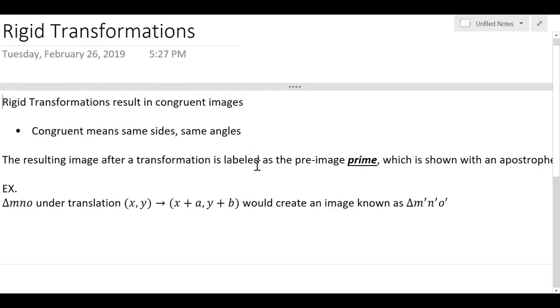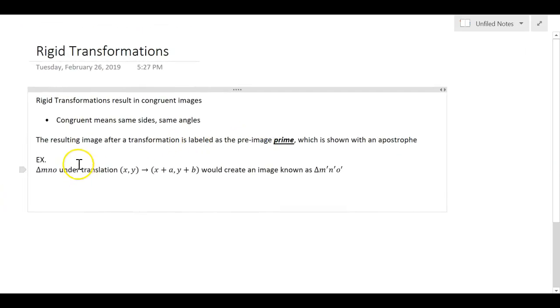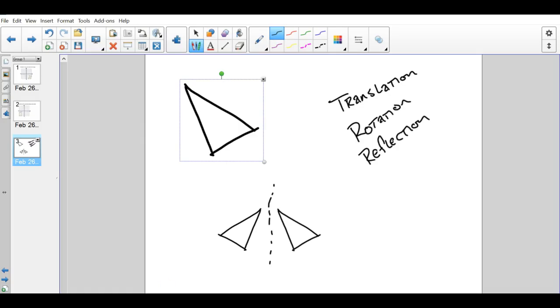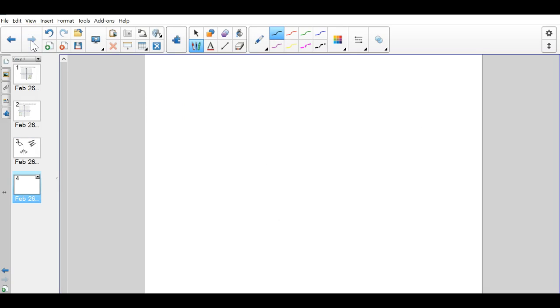So, a couple other little pieces to get into on this vocab. The resulting image after a transformation is labeled as something called prime, which we literally just write with an apostrophe like this. So an example of this is, let's say I have triangle MNO, which is this triangle. Let's just do this again and make a prettier triangle. So we have triangle MNO.